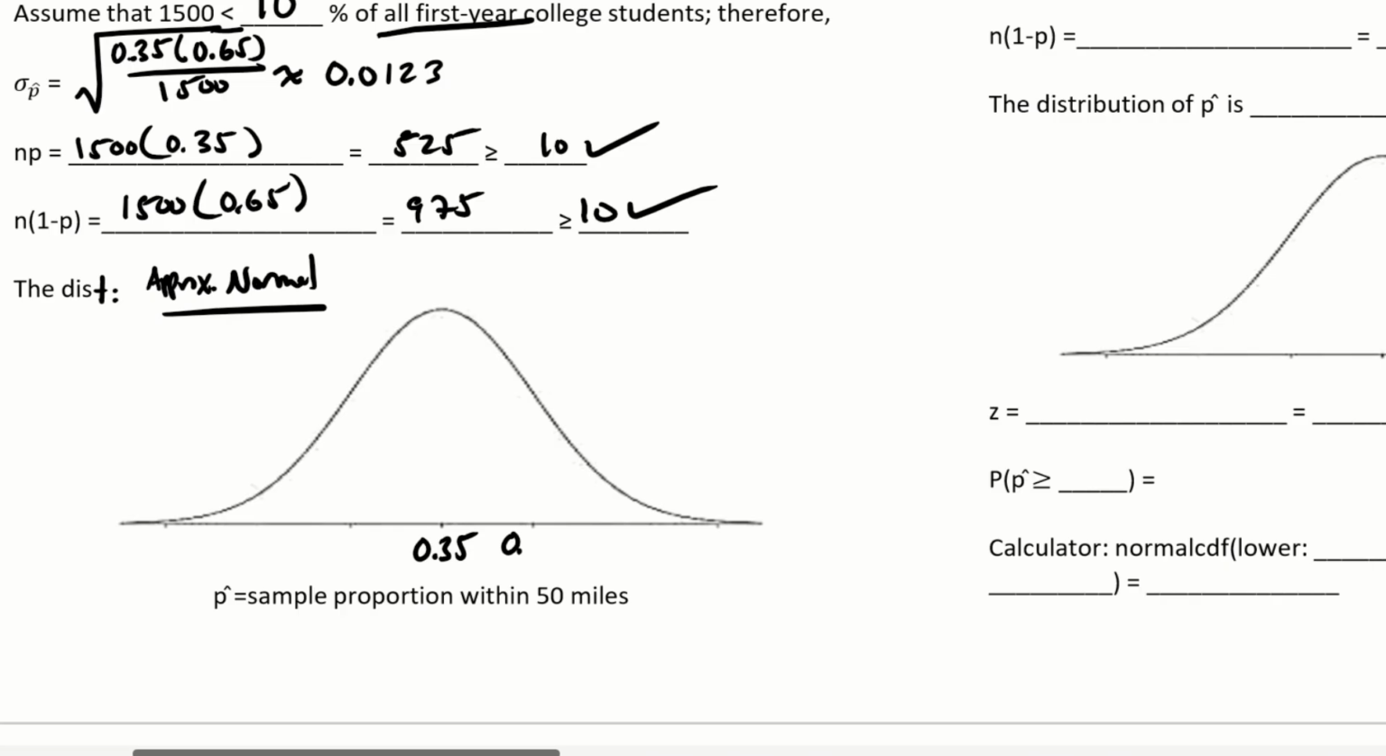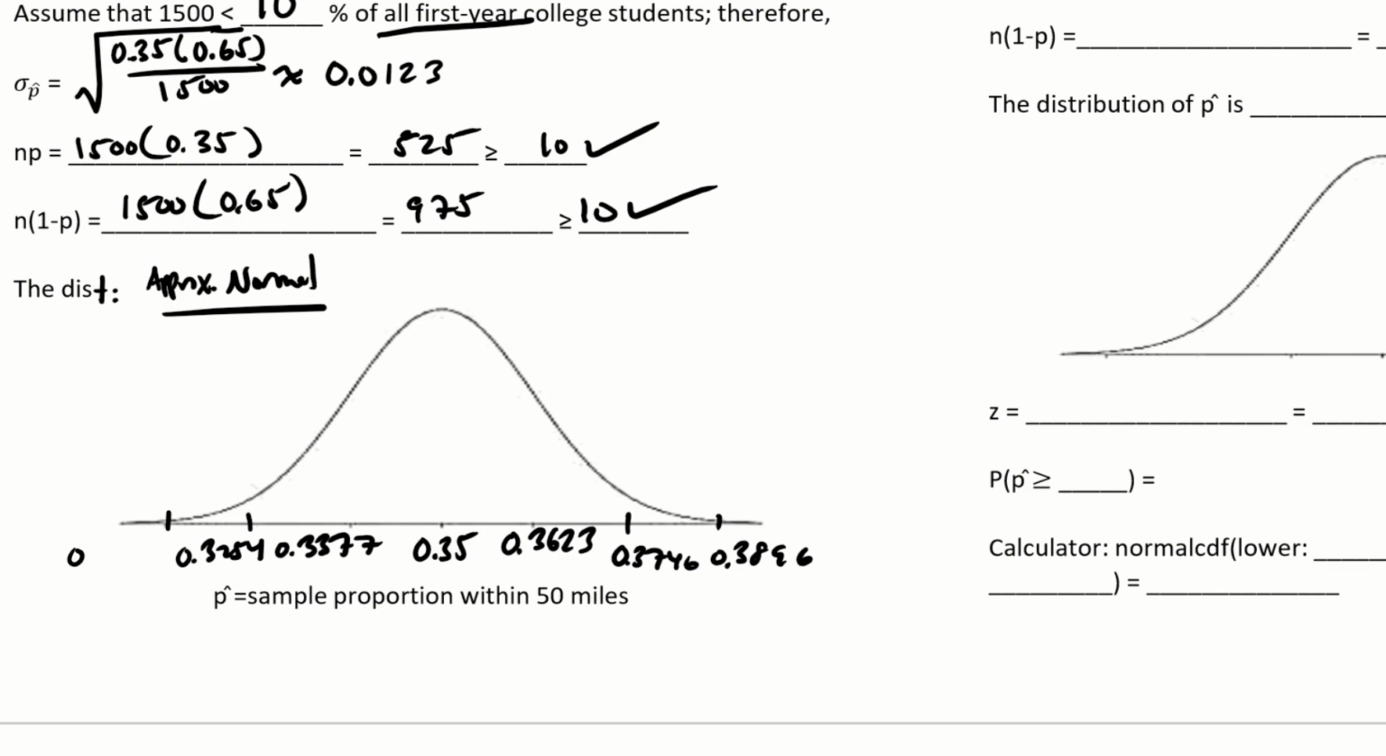So 0.0123. So it's going to be 0.3623. And then we got 0.3746. And then here 0.3896. Now we're going to subtract 0.0123. 0.3377, 0.3254, and then lastly 0.3131.